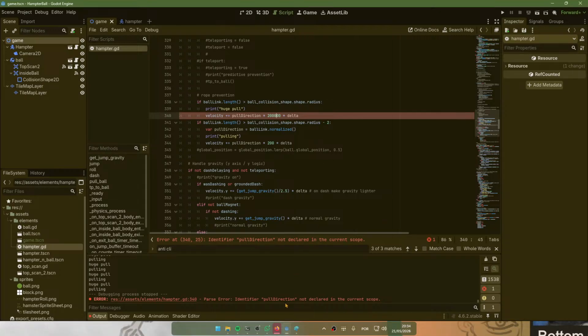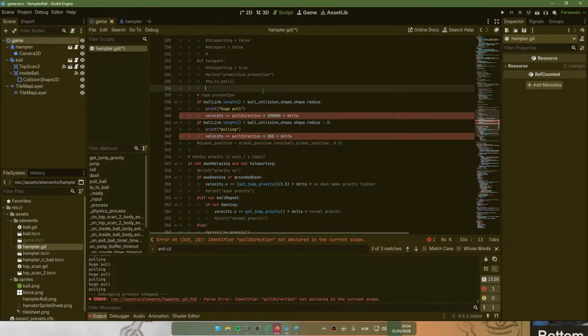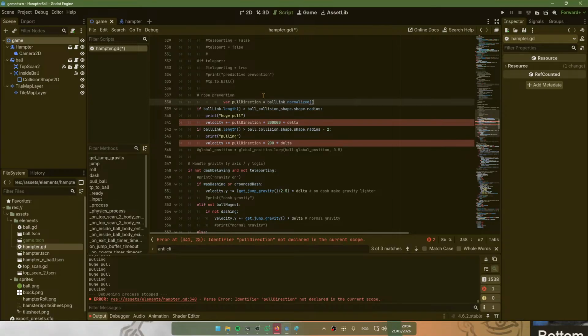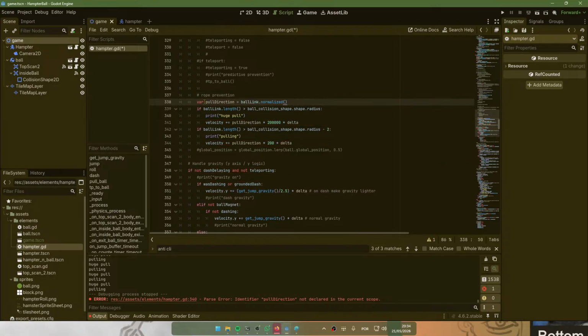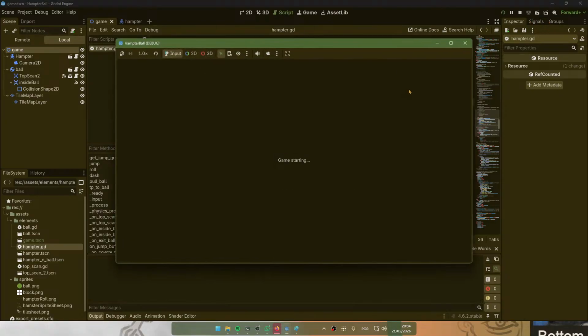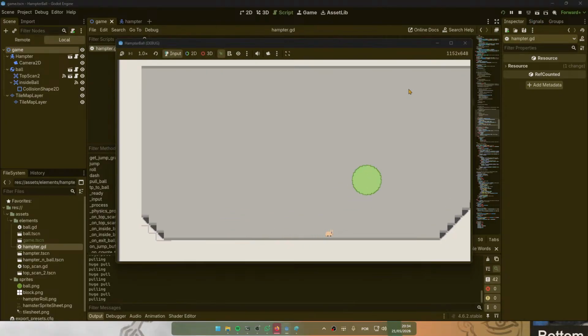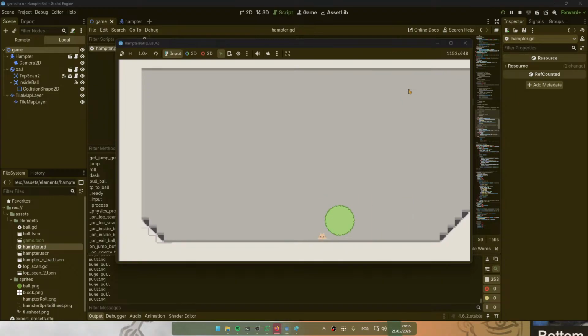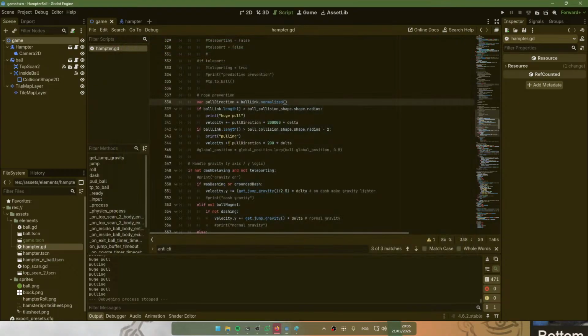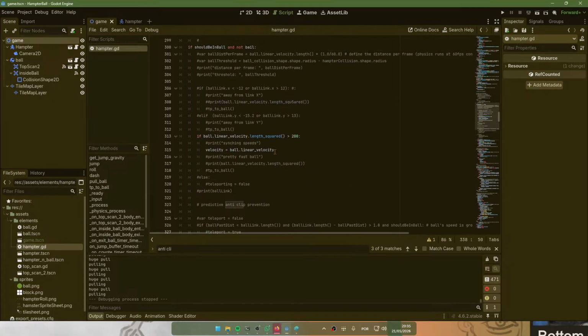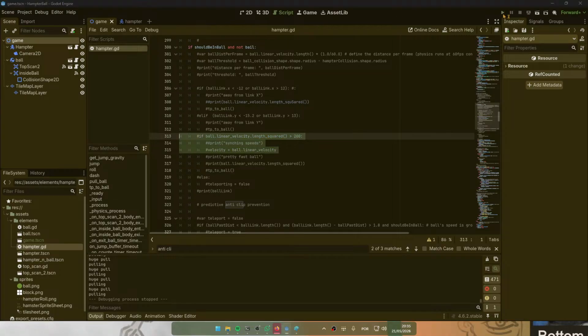Why are you like this? Identify a pull direction, declaring the current scope. Var pullDirection is equal to ballLink normalized. We can put this over here. Sure, let's see what's going on. I mean, okay, that makes sense. I'm setting the velocity, but then these are fighting each other. Let me take this out of here. Okay.